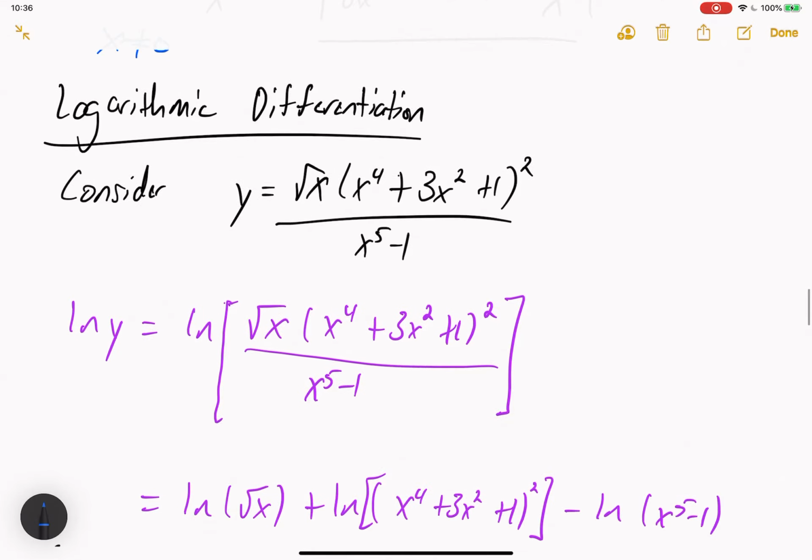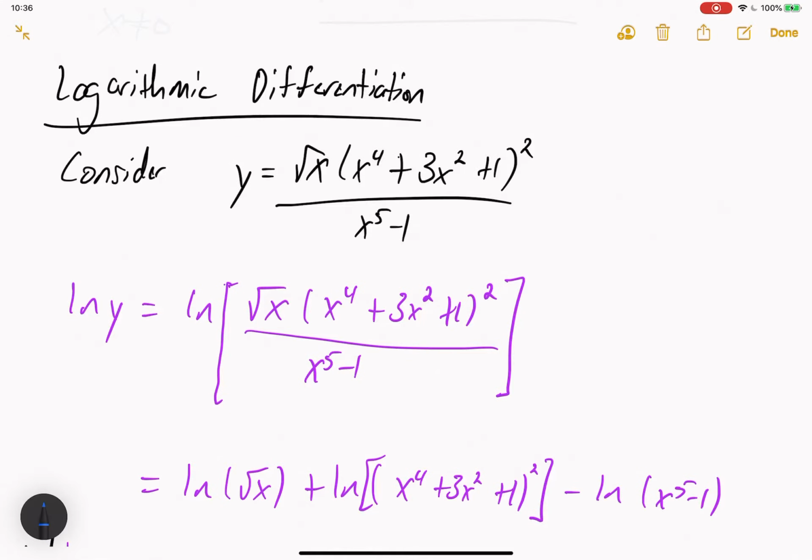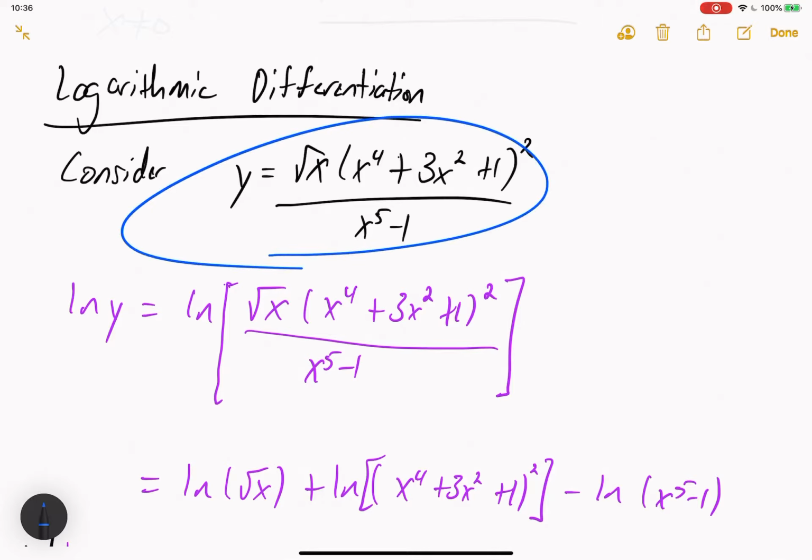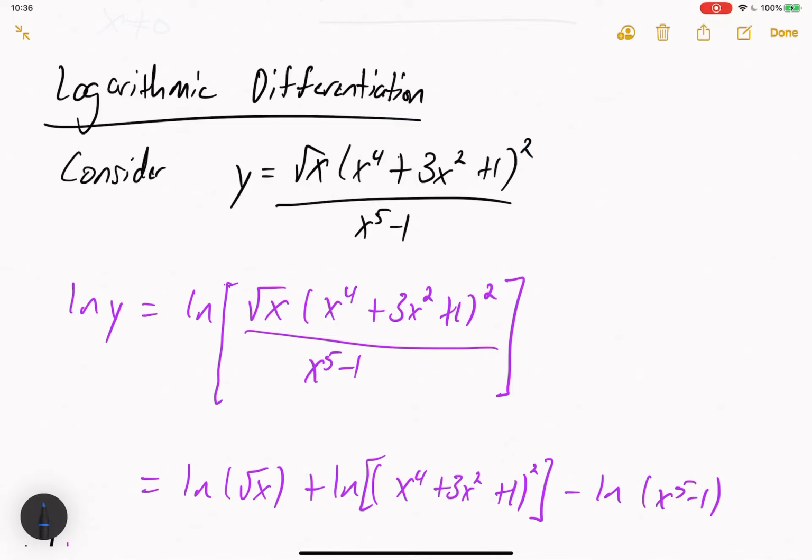So logarithmic differentiation is basically just like, okay, I've got something really complicated. In this case, our complicated thing is going to be y is equal to the square root of x times x to the fourth plus 3x squared plus 1, to the second, divided by x to the fifth minus 1.